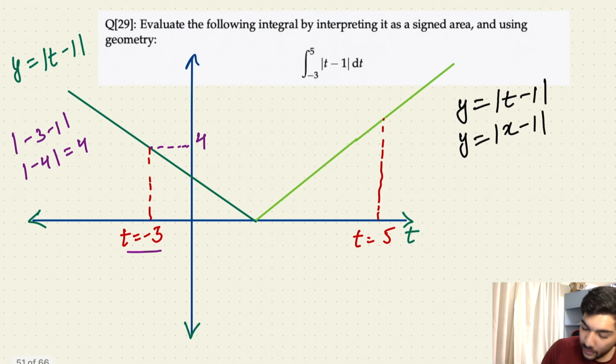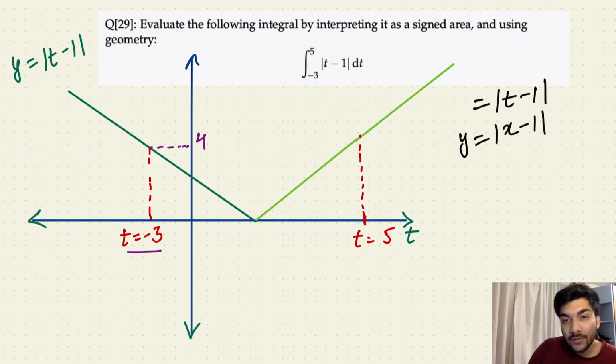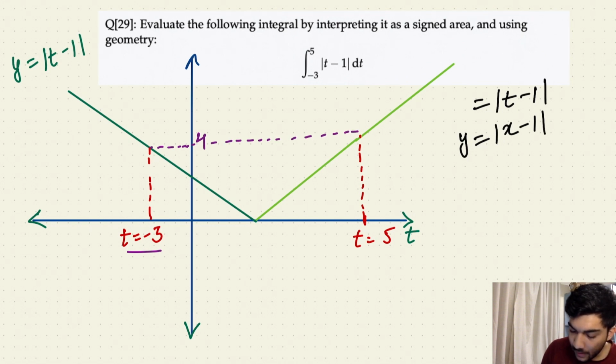So this is 4. And if I do the same process for my right endpoint, t equals 5, I'll also notice that the value of the function at t equals 5 is again 4, because mod of 5 minus 1 is mod 4, which is 4.